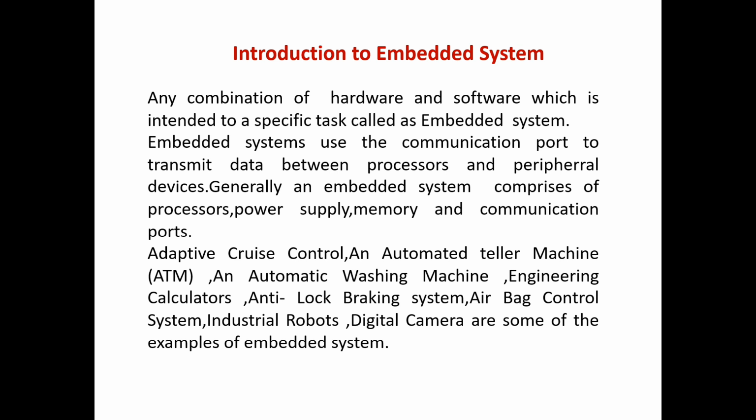Now what is an embedded system? Any combination of hardware and software which is intended for a specific task is called an embedded system. Embedded systems use communication ports to transmit data between the processor and peripheral devices. Generally, an embedded system comprises a processor, power supply, memory, and communication ports. An automated teller machine, an automatic washing machine, engineering calculators, anti-lock braking system, airbag control system, industrial robots, and digital cameras are some examples of embedded systems.